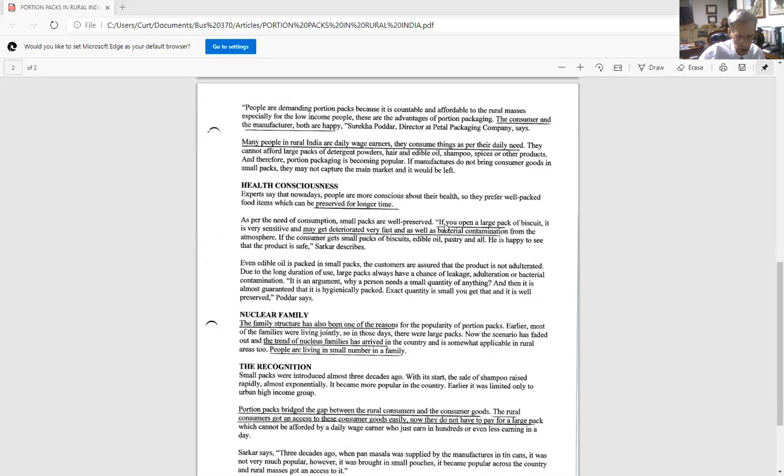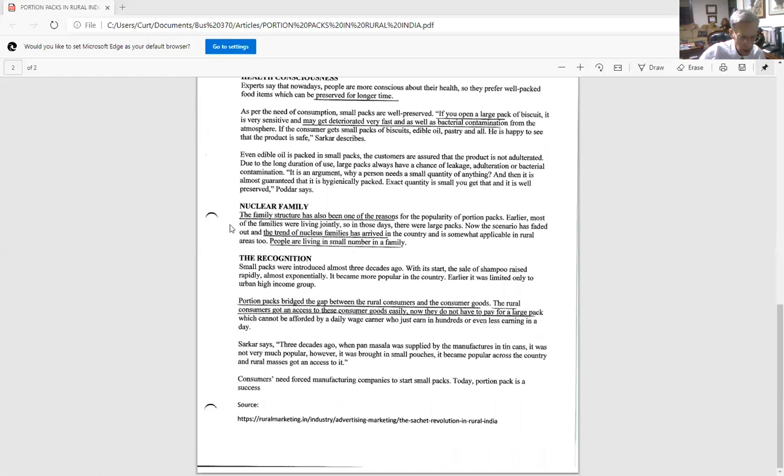real benefit. He says if you open a large pack of biscuit, it's very sensitive and may get deteriorated very fast, as well as bacterial contamination. But if the consumer gets small packs of biscuits, edible oil, pastry, and all, he's happy to see that product is safe, and so forth.